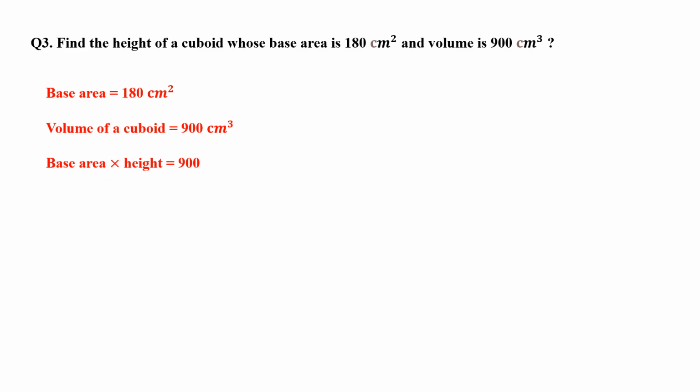So now I'm going to put all the values over here. So my base area is 180, height I can assume as h, and volume is 900. So if I transpose 180 to the other side, I will get 900 by 180, and 90 divided by 18 is 5. So the height of the cuboid is 5 centimeter. This was a simple question. Now moving to the next question.